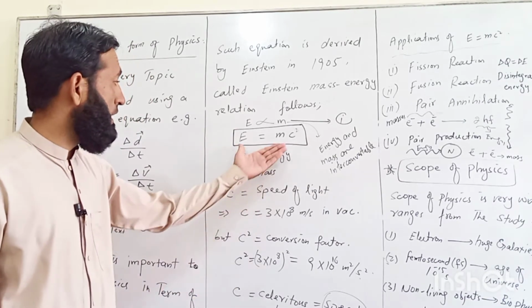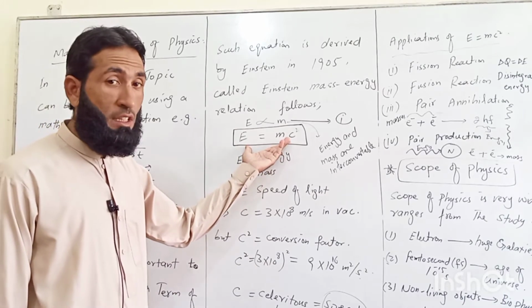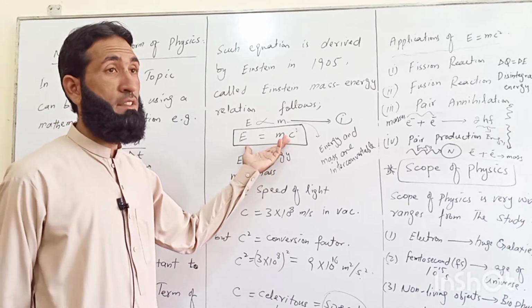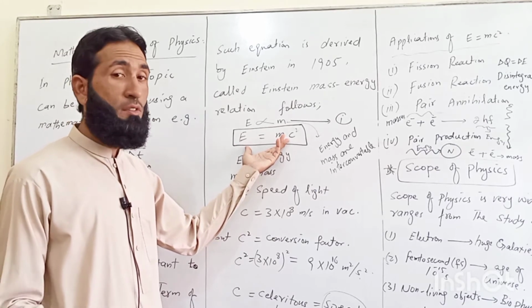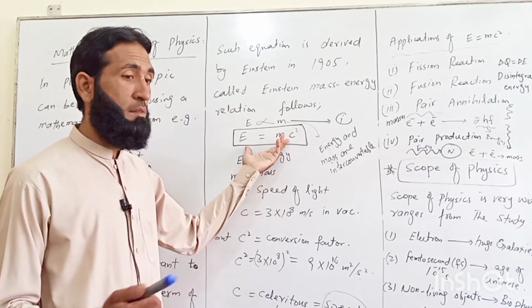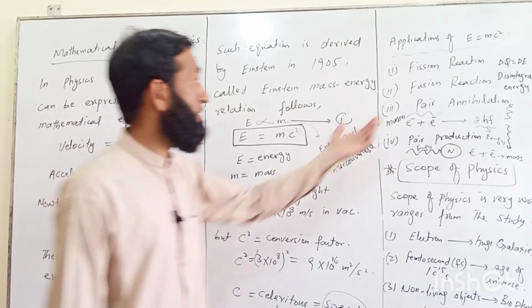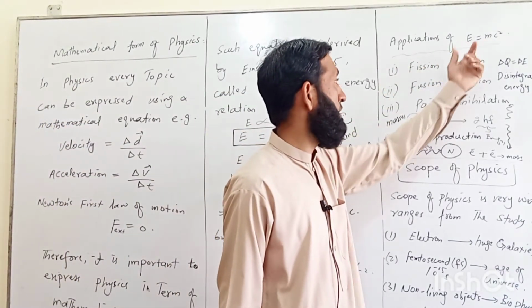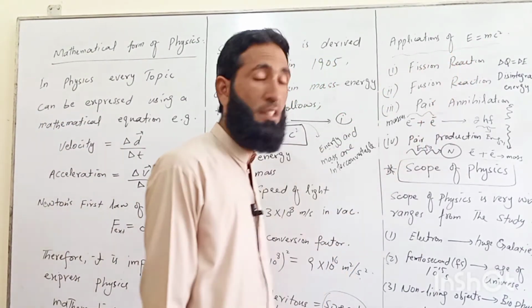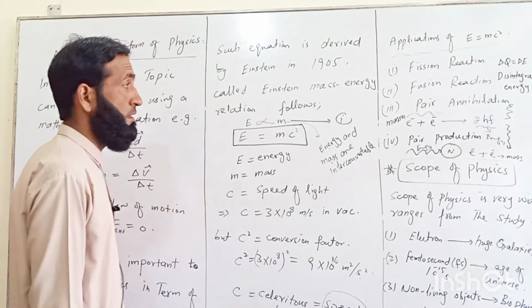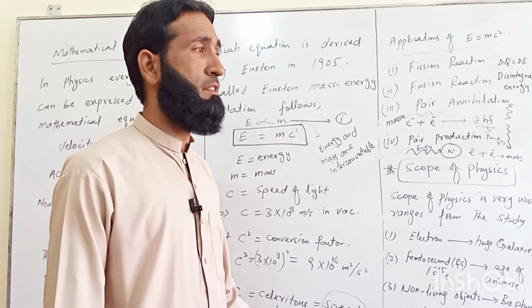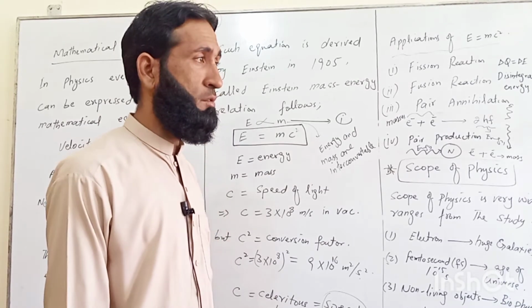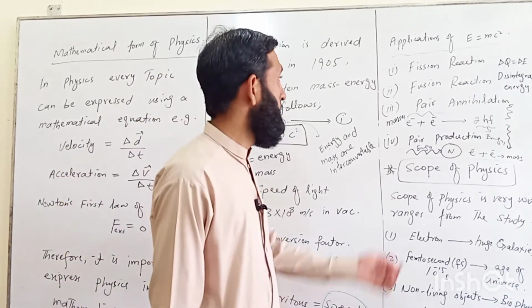Now, what will be the application of this equation? How can we convert mass into energy and energy into mass? Practically, how is energy converted into mass and mass into energy? The practical application of this mass energy relation is the fission reaction. In a fission reaction, a heavier radioactive element, for example uranium, splits into lighter nuclei.